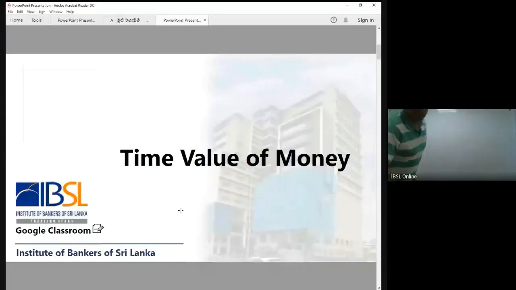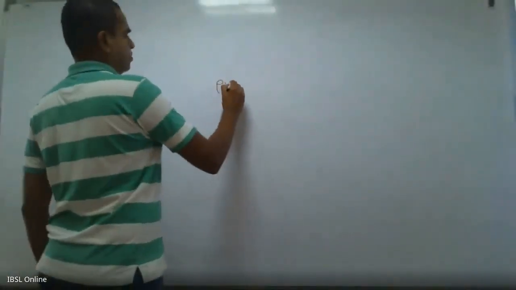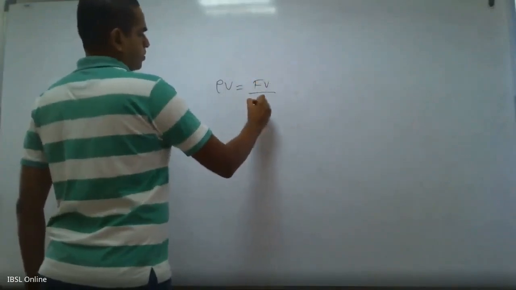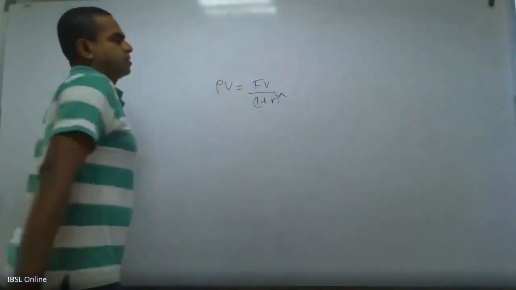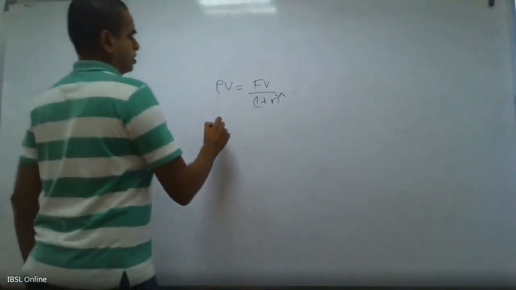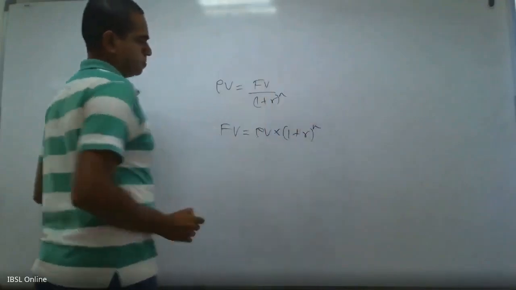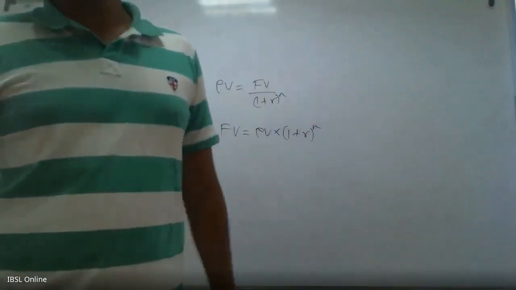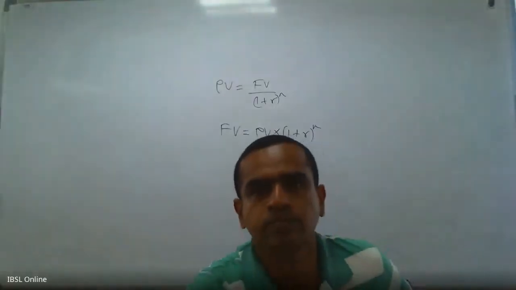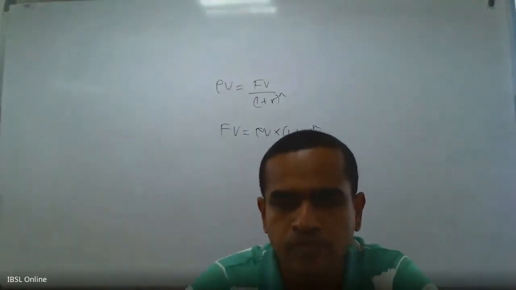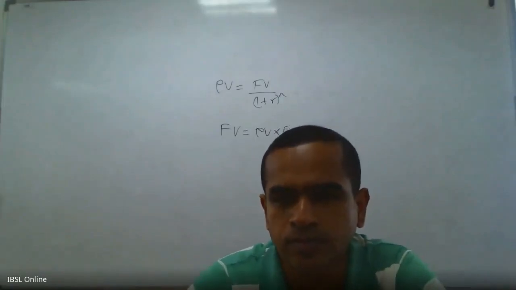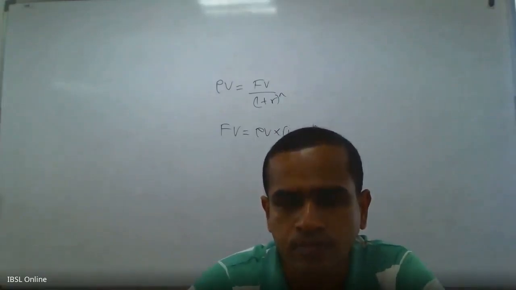So the two equations we came across are present value is the future value over 1 plus r to the power n. That's where we stopped last week. Also, future value is the present value into 1 plus r to the power n. Any questions on this? If there are no questions, let's move on.